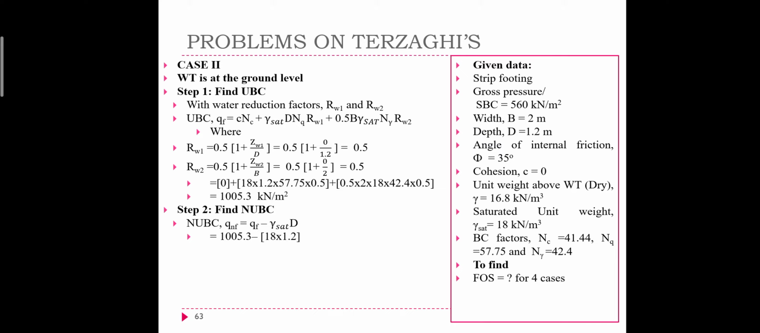So we substitute that here. UBC is equal to CNC plus gamma sat D NQ RW1 plus 0.5 B gamma sat N gamma RW2. Why gamma sat above the base of the footing and below the base of the footing? In both cases the soil is completely wet, so you should put gamma sat in both. Now as I said, RW1 and RW2 are 0.5 in this case. Why? ZW1 and ZW2 are 0.